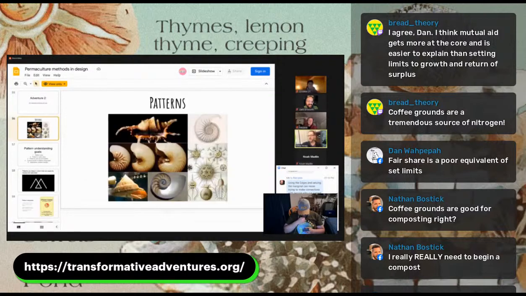Today, we're going to go into patterns more. And by the way, why are we talking about patterns? Why is this topic of patterns important for us to discuss? Does anyone have thoughts about that? Yeah, Christina?